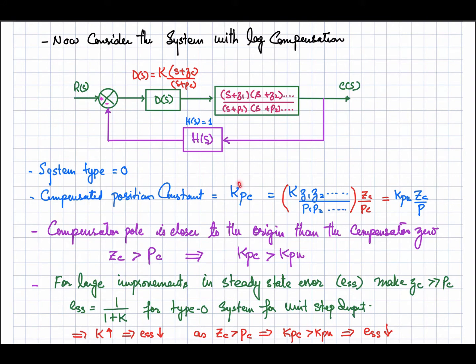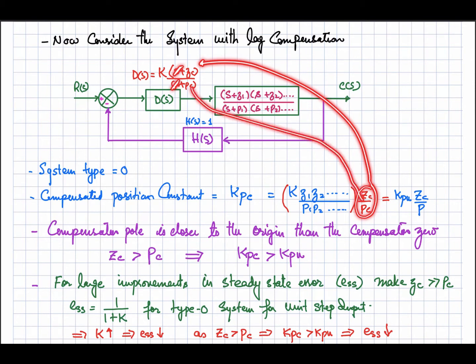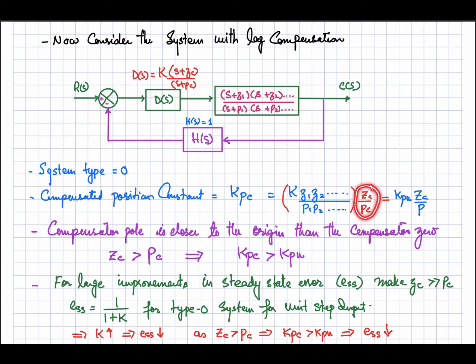And now if we calculate the compensated position constant, that is kpc, that will be equal to k into z1 into z2 and so on, divided by p1 p2 and so on, into zc by pc. This zc will be coming from here, because if we apply the limit, this goes to 0 and this goes to 0, so zc and pc will appear over here. So your position constant will be modified by this factor, that is zc by pc, right? So we can write that this is equal to kpu, the uncompensated position constant, that is this one.